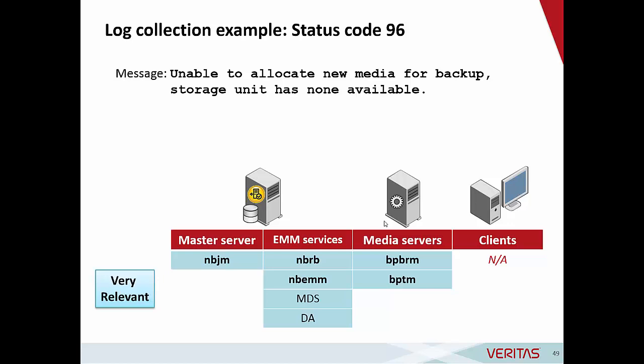In this case, status code 96, unable to allocate new media for backup. Now, if you've taken this entire course, hopefully you are already expert at this particular status code and would not need to go to the detailed log to correct it. However, if we're just to use this as an example here, we think about which processes are going to be most relevant for tape selection.